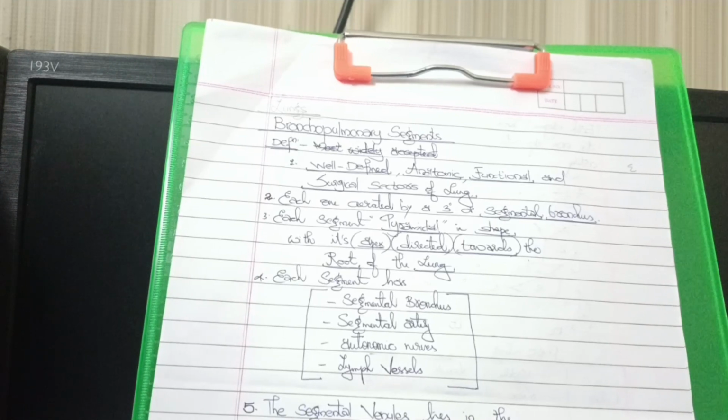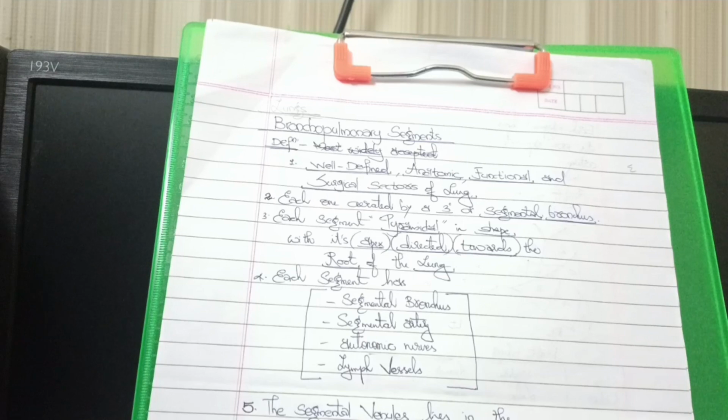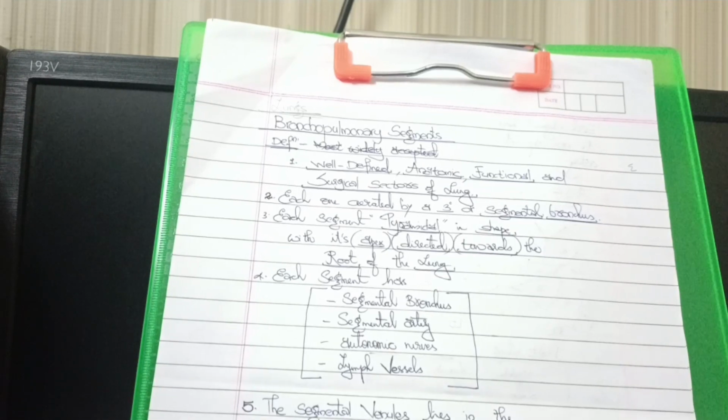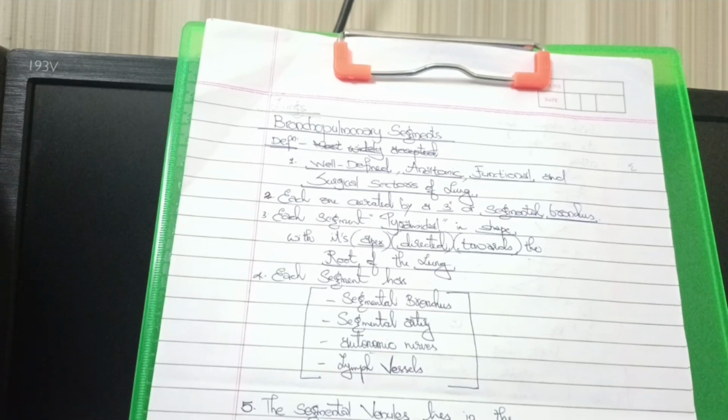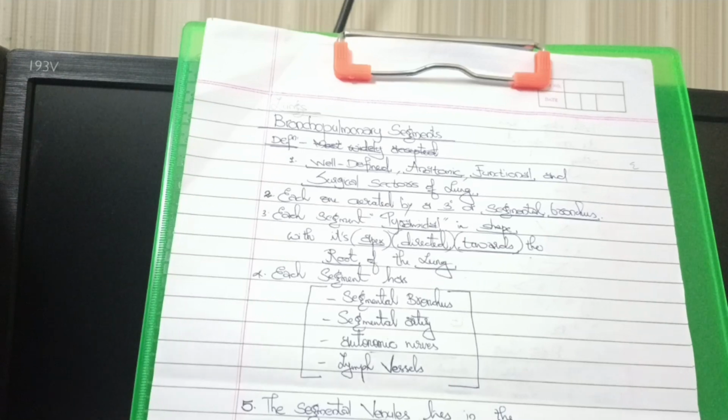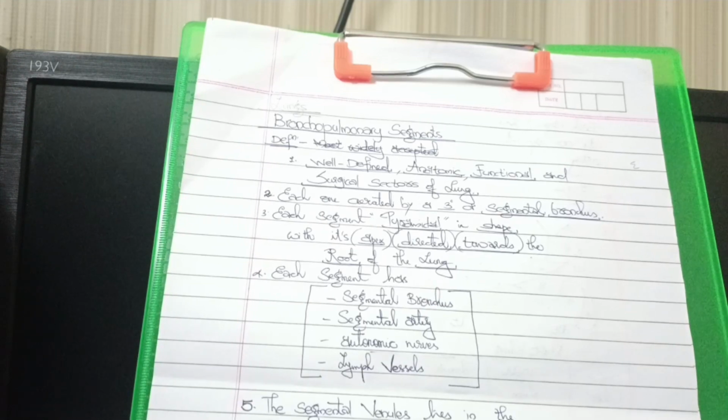Next point. Each segment has its own segmental bronchus, segmental artery, lymph vessels, and autonomic nerves.